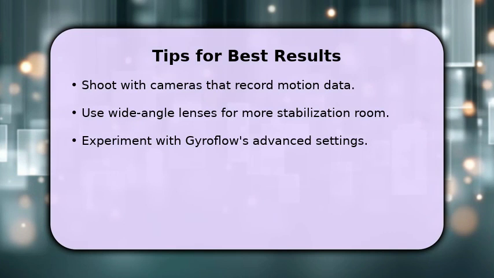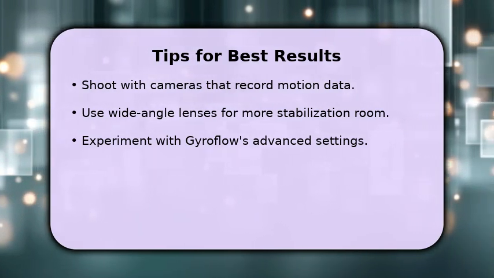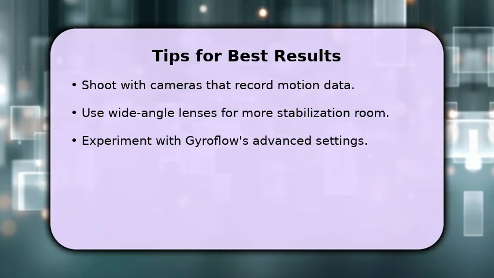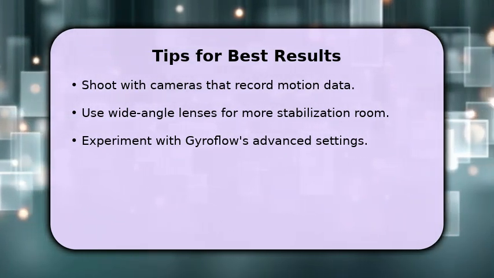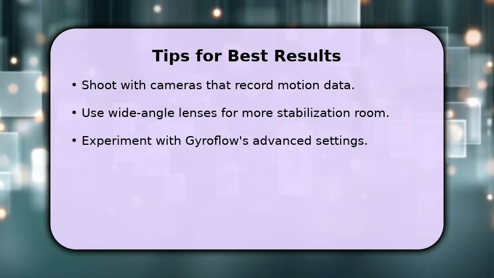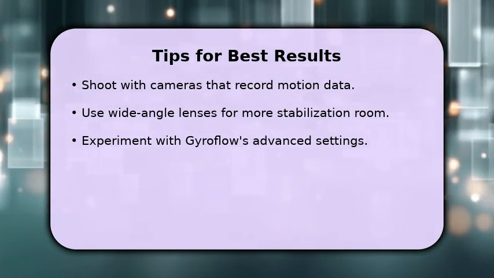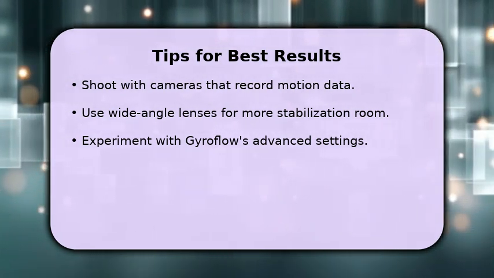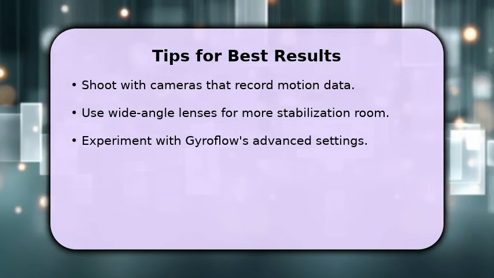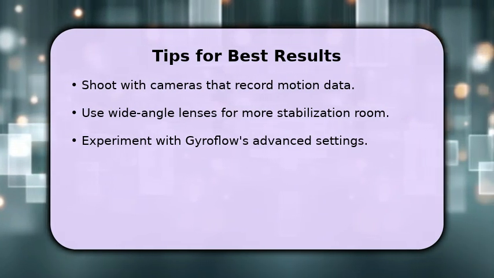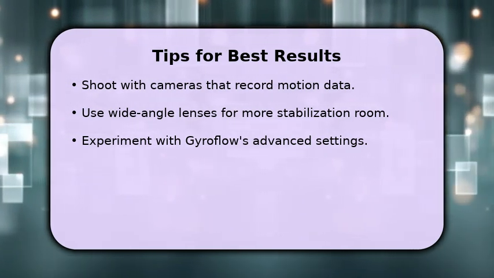For the best results, always try to shoot with cameras that record accurate motion data, as this is crucial for GyroFlow. Using wide-angle lenses can also provide more room for stabilization without excessive cropping. Don't be afraid to experiment with GyroFlow's advanced settings to fine-tune your stabilization. And remember, always back up your original, unstabilized footage before making any permanent changes.